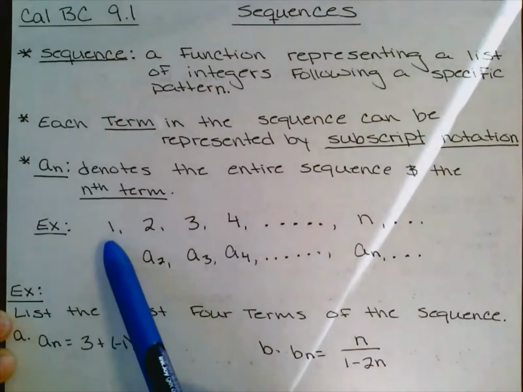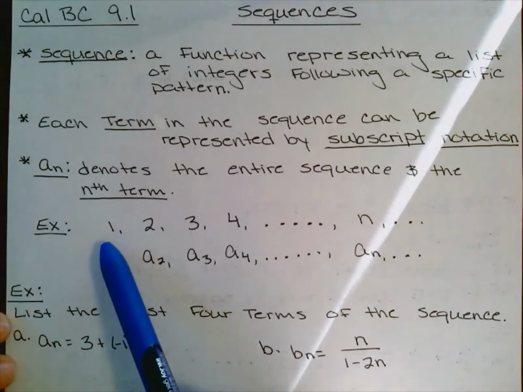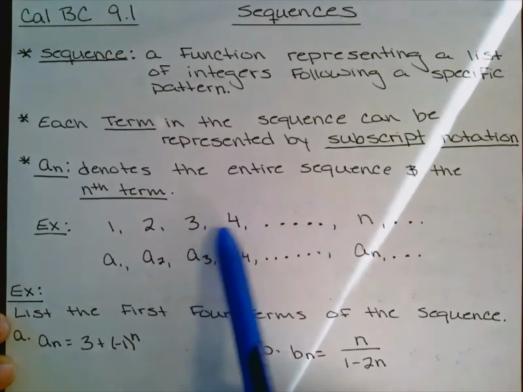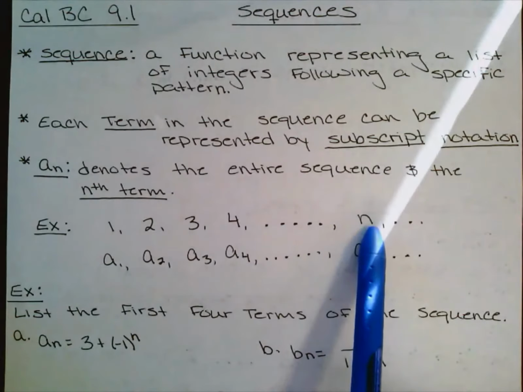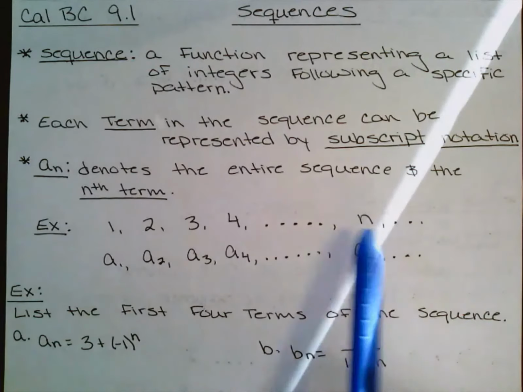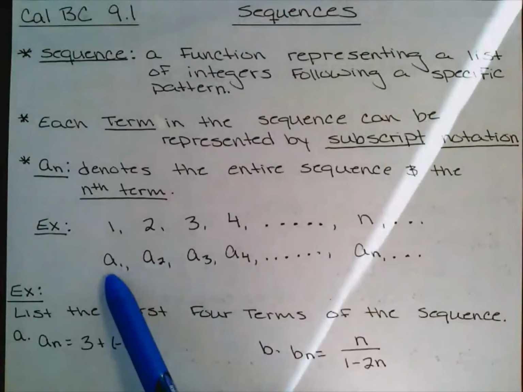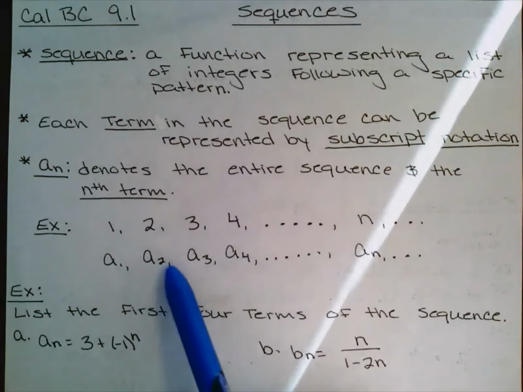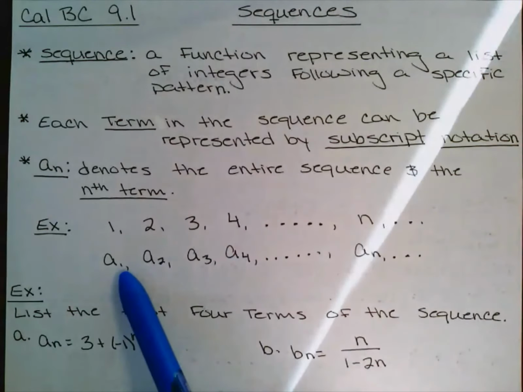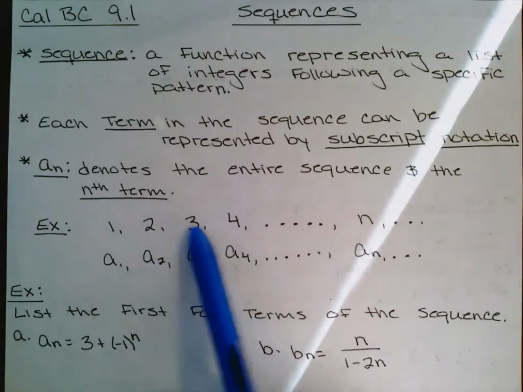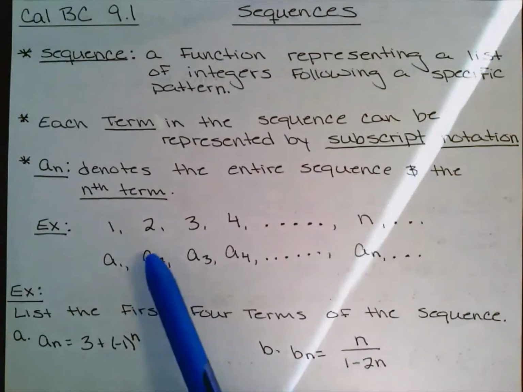So if I'm talking about a sequence of whole numbers, just going 1, 2, 3, 4, 5, all the way up to the nth number that I want to go up to, meaning like the 10th number, the 500th number. This would be a sub 1, meaning the first term, a sub 2, the second term, a sub 3. And again, that's 1, 2, and 3, not because these are 1, 2, and 3. It's because it's the first, second, third, and fourth term in this sequence.